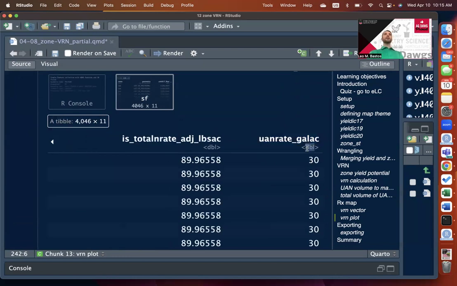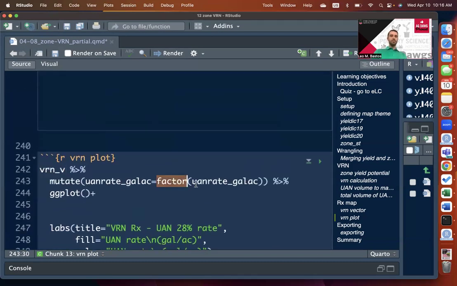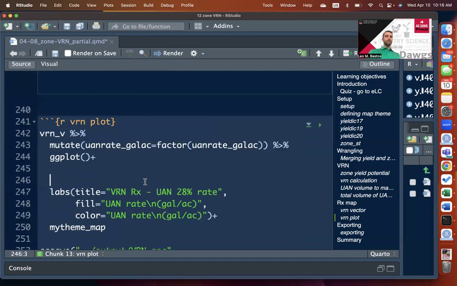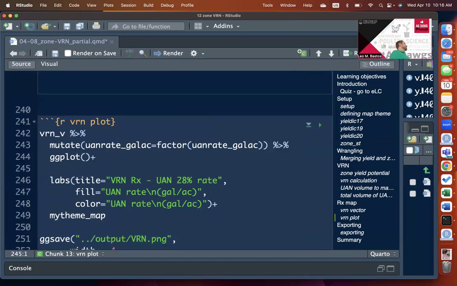I just want to transform that to factor because that changes how ggplot assigns a color scale. If it is numerical, it's going to try to give you a continuous color scale. If it is a factor, it's going to give you a discrete color scale. So that's the only reason why I'm changing that to factor right here. I'm plugging that right into a ggplot. And I left you a blank space here so you can help me determine what geom we need here if I want to make a map where I fill the polygons of the map with the rate in gallons per acre. So what geom do we need here?